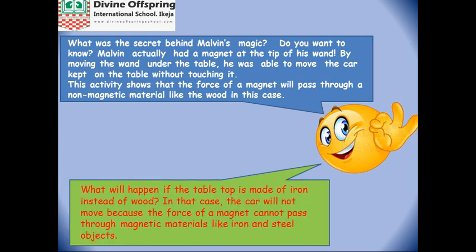What will happen if the tabletop is made of iron instead of wood? In that case, the car will not move because the force of a magnet cannot pass through magnetic materials like iron and steel objects.